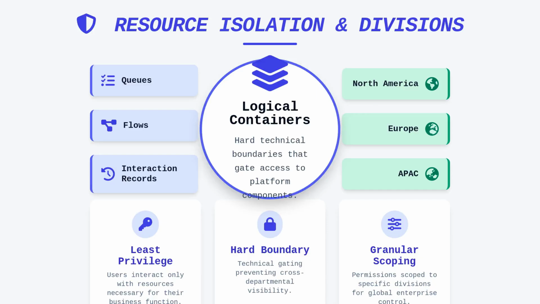As we expand on this, it becomes clear that divisions act as the primary filter for administrative and functional role assignments. When a permission is assigned, it can be scoped to specific divisions, allowing a supervisor in the North American division to manage queues there without possessing any visibility or authority over European or APAC resources. Mastering the interplay between divisions and permission sets is arguably the most complex part of platform security, but it is precisely this granularity that makes Genesys Cloud a powerful tool for global enterprises.